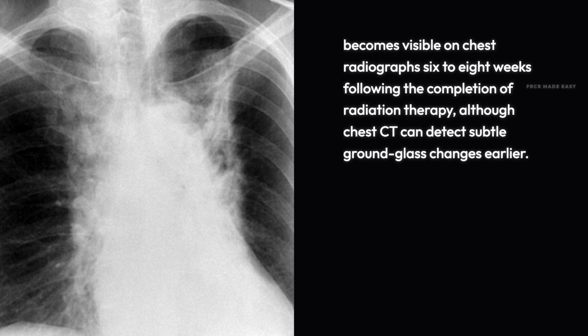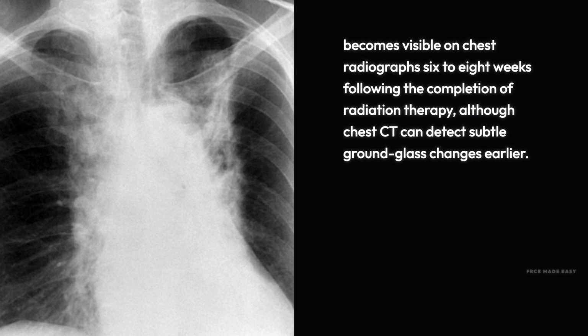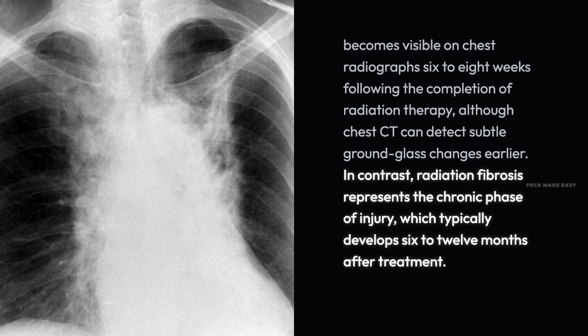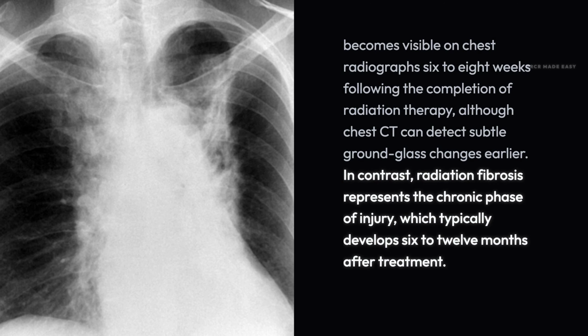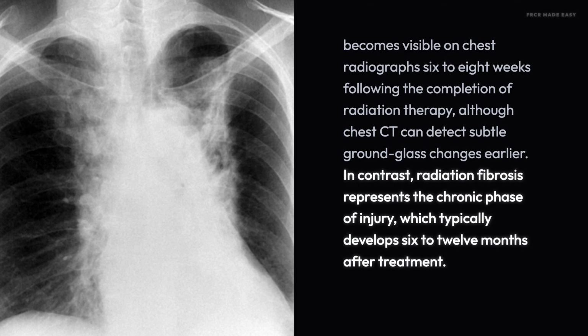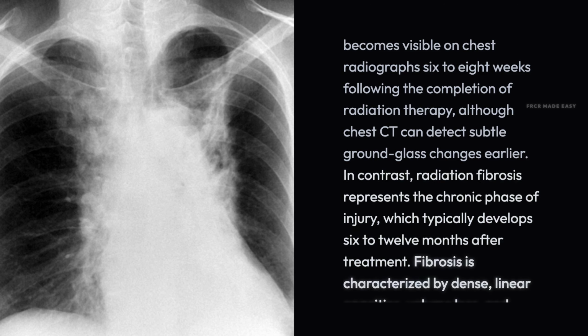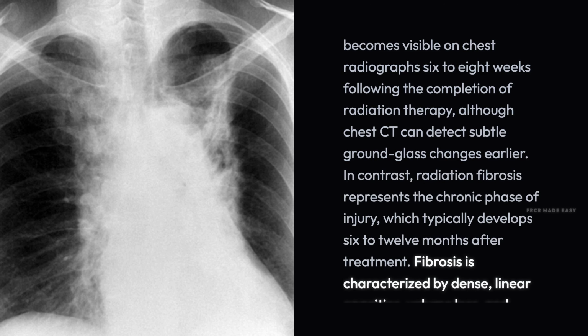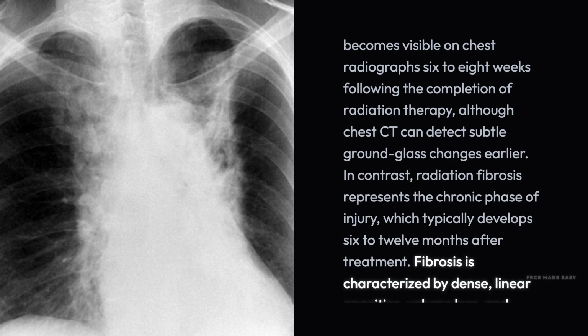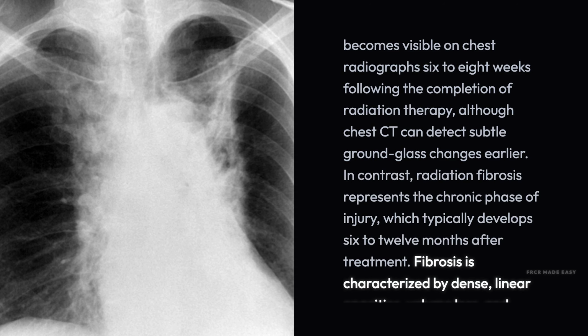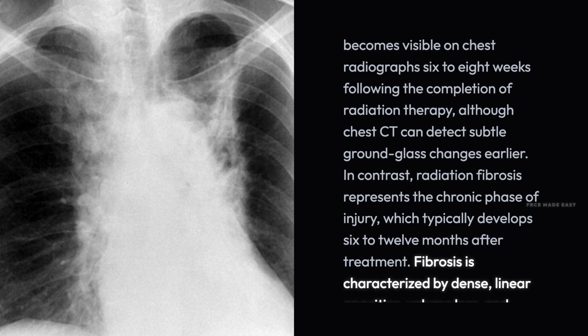Radiation pneumonitis typically becomes visible on chest radiographs 6 to 8 weeks following the completion of radiation therapy, although chest computed tomography can detect subtle ground glass changes earlier. In contrast, radiation fibrosis represents the chronic phase of injury, which typically develops 6 to 12 months after treatment. Fibrosis is characterized by dense, linear opacities, volume loss, and traction bronchiectasis.